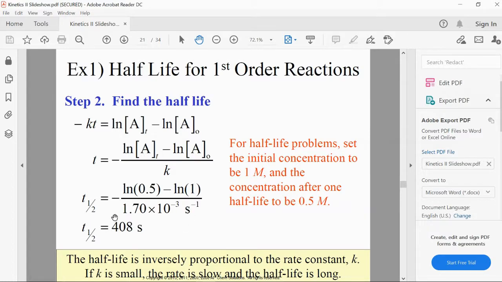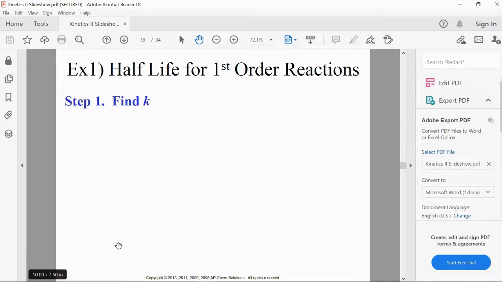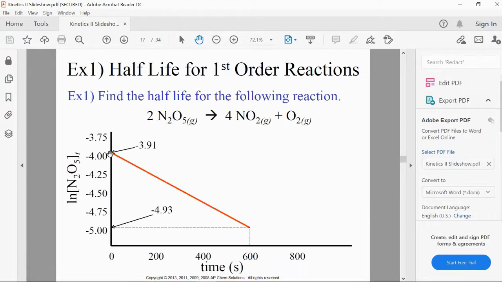So what this means is it takes 408 seconds for this reaction to decrease by half. So whatever this initial concentration was, 408 seconds later, we would have half as much of that.